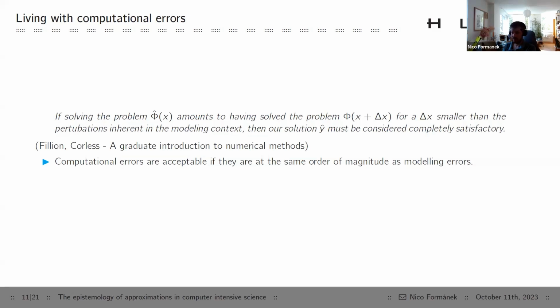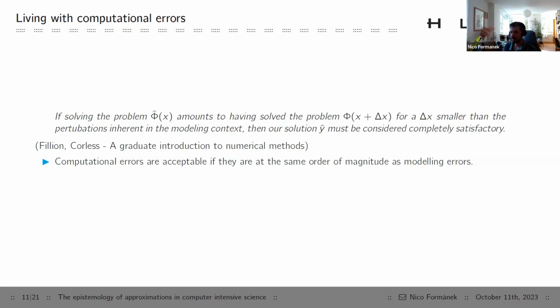And in this book, it's done in a bit of an opaque way, because they say, well, if we have solved this numerical problem, which is here depicted as phi hat, so let's say we have a solution for that, and we have solved a replacement problem. The original problem is normally called phi. That would be maybe the continuous problem, some kind of differential equation you want to solve.